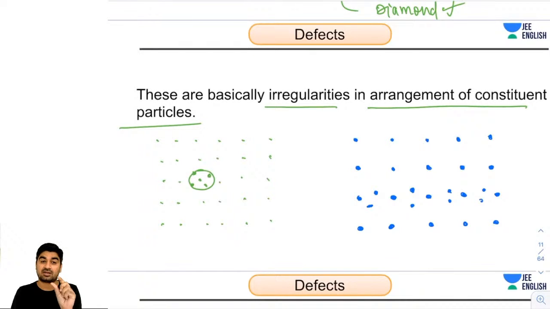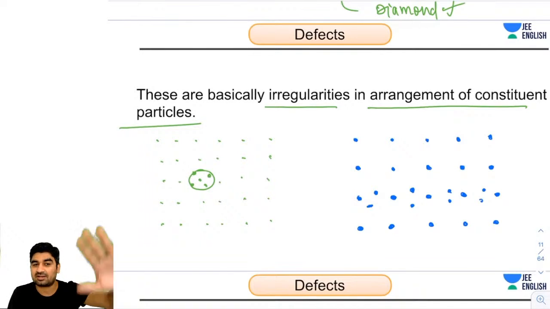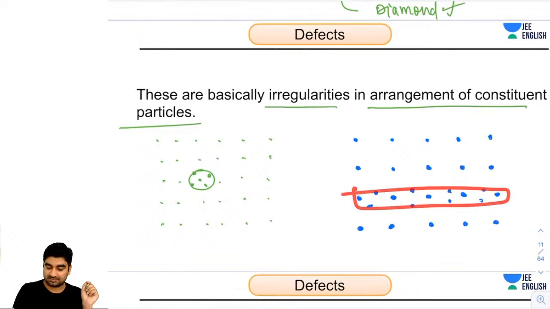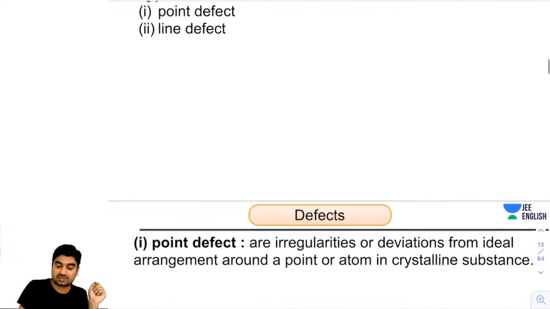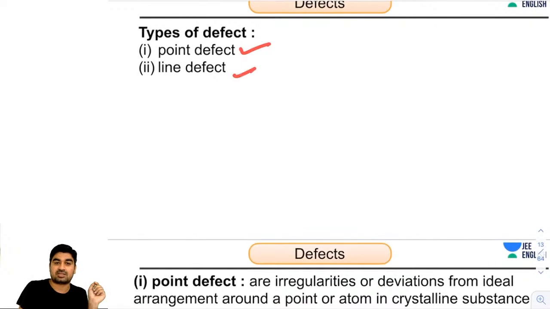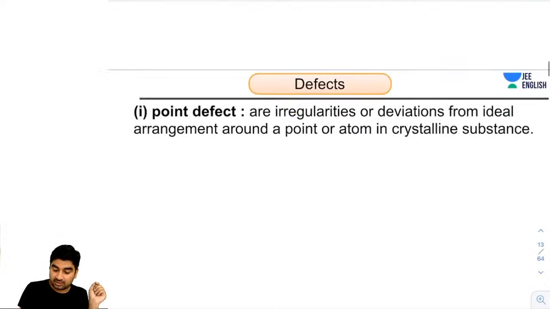if deviations are around a point, and if deviations are along a line (around is a wrong term for a line), then it will be a line defect. So guys, there are two defects. One is point defect, another is line defect. So what is a point defect?